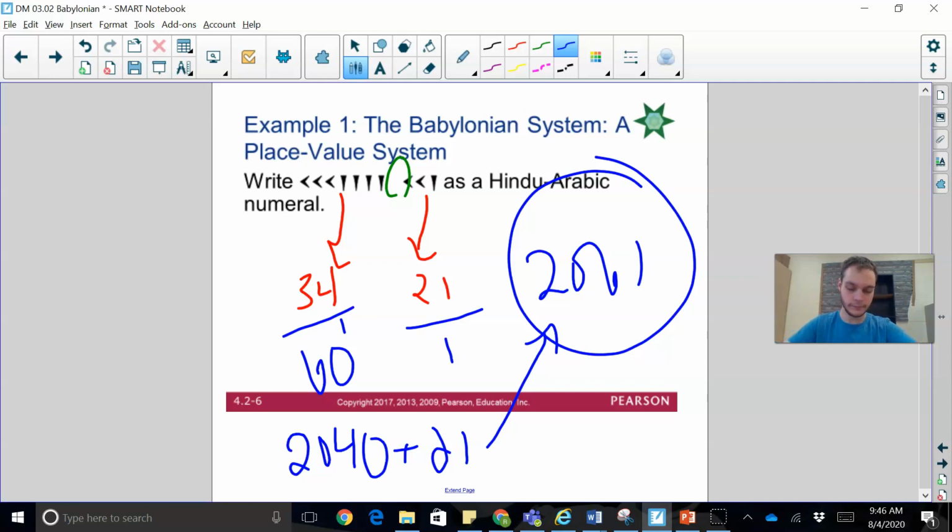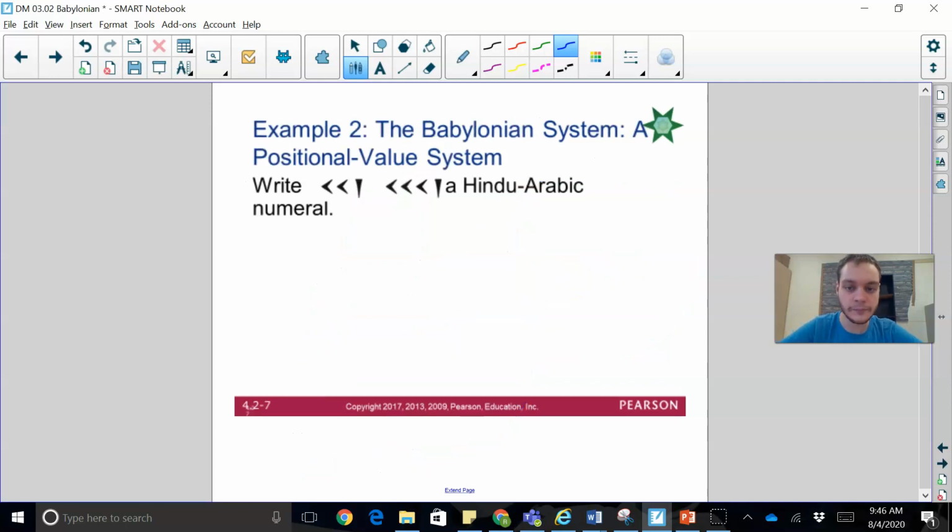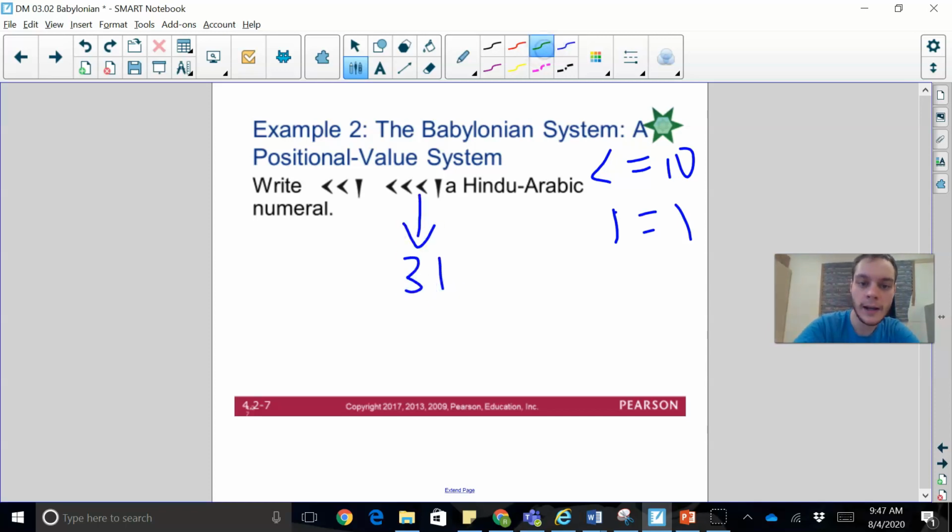Okay, let's do another one. It probably would have helped if I had put the key on each of these slides, but that's alright. We should know that the arrow things are 10, and the staffs are just 1, they look like a 1, so that's how I remember it. So this here would be 31, and I see a gap right here, and this here would be 21.